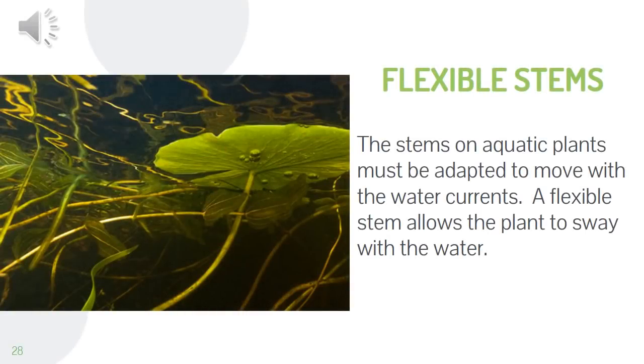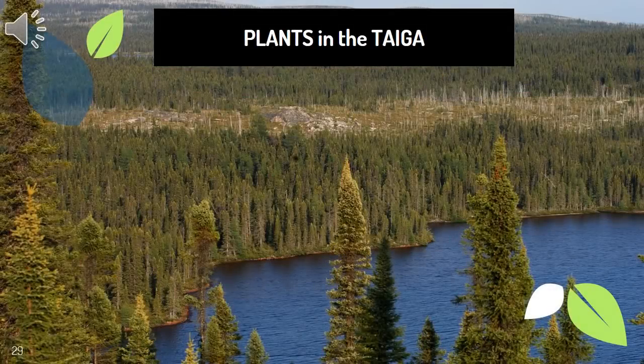Our last adaptation for the aquatic ecosystem plants is that the stems on aquatic plants must be adapted to move with the water currents. A flexible stem allows the plant to sway with the water. So just like in the prior ecosystem, the grasslands, the plants had to be able to bend in the wind. The same thing, except now we need to be able to bend in the water. So they have those thinner green stems that are able to bend as the water sways them back and forth.